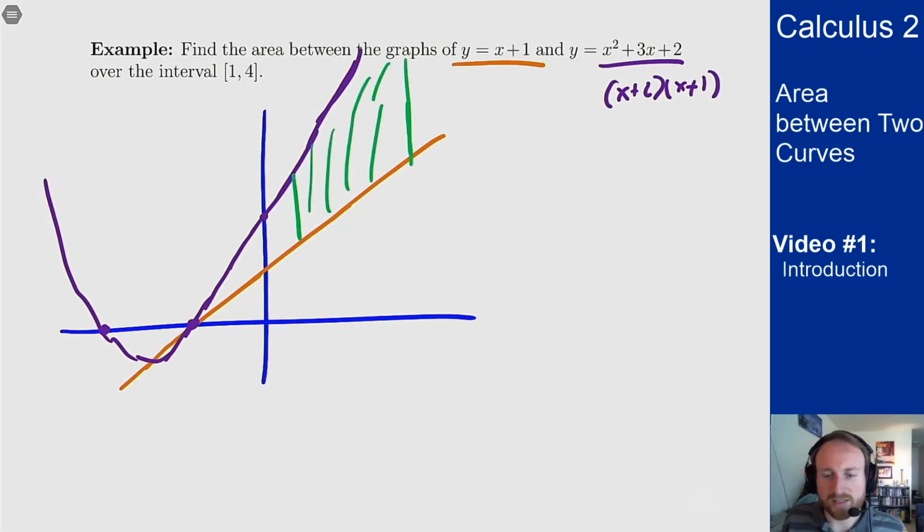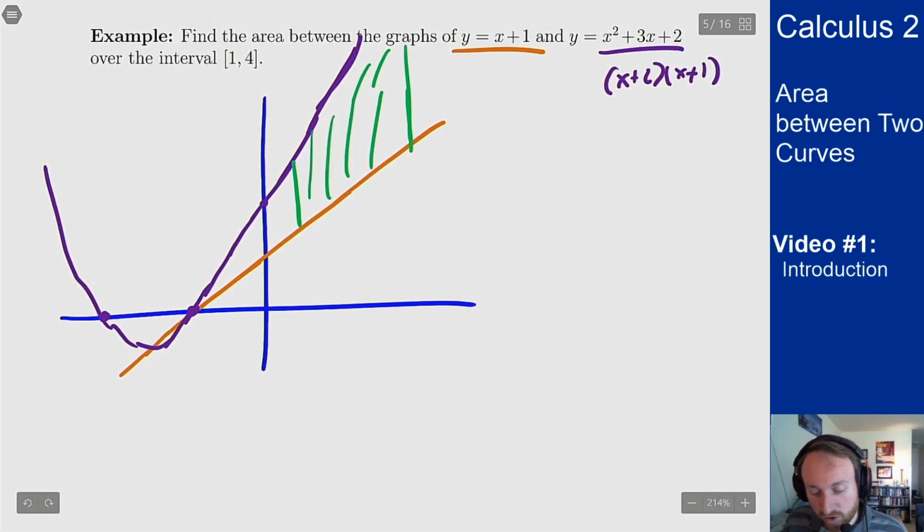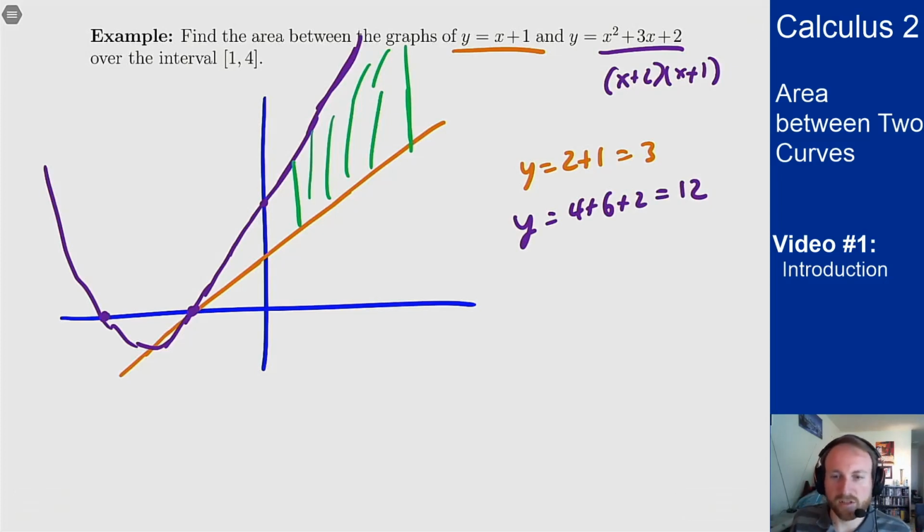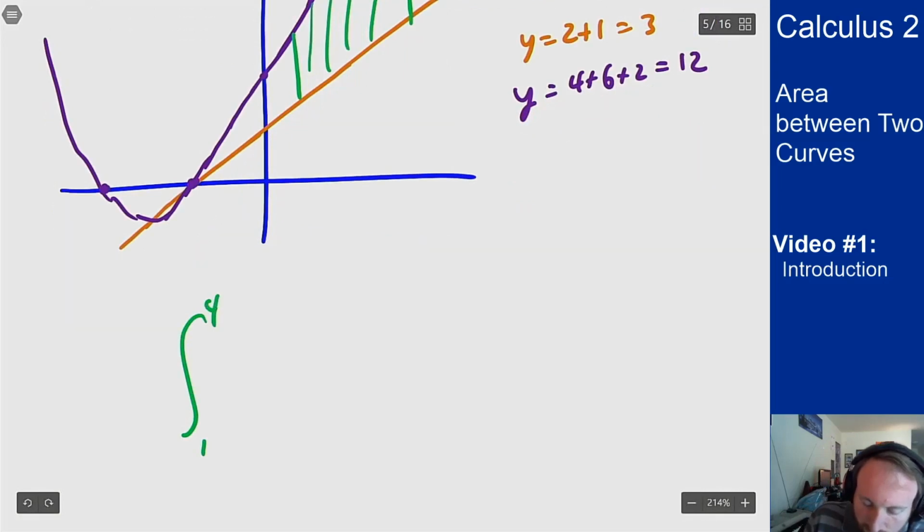Now from the picture, we can see that the parabola is bigger on this domain. We could also see it by plugging in some numbers. So if I plug in x equals, say, 2, for the straight line, I get y is 2 plus 1, which is 3. The parabola is at 4 plus 6 plus 2, which is 12, which is bigger, so the parabola sits on top. That means to find this area, I want to integrate the top function, the parabola, minus the bottom function, the straight line, between 1 and 4. Integrate from 1 to 4 the parabola minus the straight line dx.